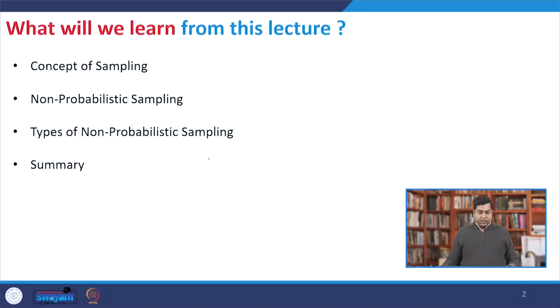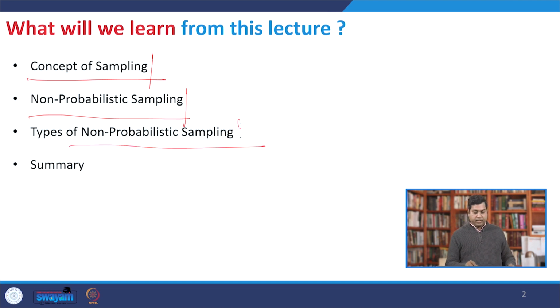In this lecture, what we are going to learn is the concept of sampling, and I'll show you with a very easy example to follow, and then I'll also give you examples from some of the case studies that we have used in our research so far. Then we'll discuss non-probabilistic sampling, understand the types of non-probabilistic sampling, and then we summarize this lecture.